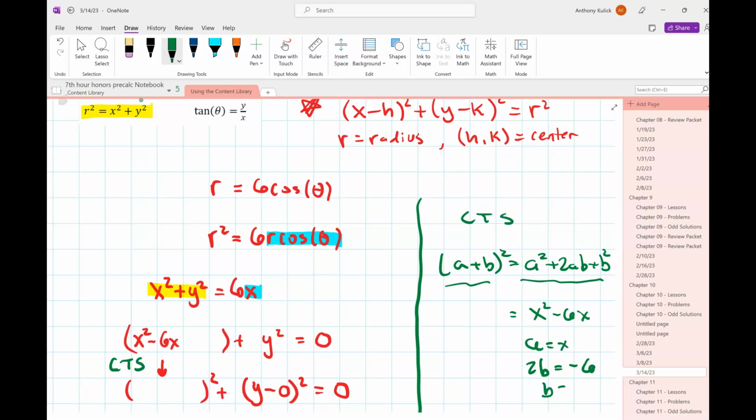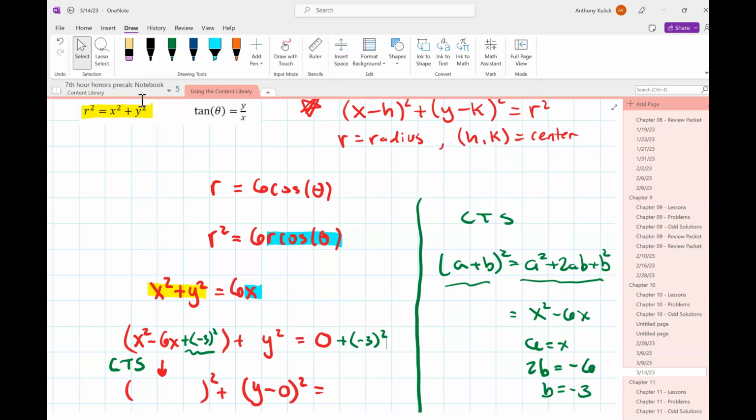So what's b then? Negative 3, because I divide both sides by 2, right? Not negative 6. 2b is negative 6, so b is negative 3. So what am I missing here to make it a perfect square? Negative 3 squared.